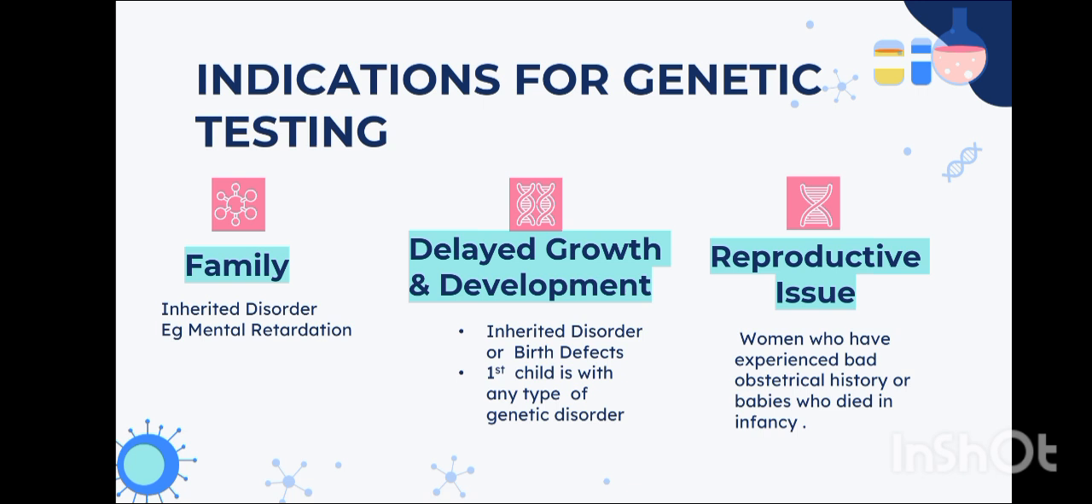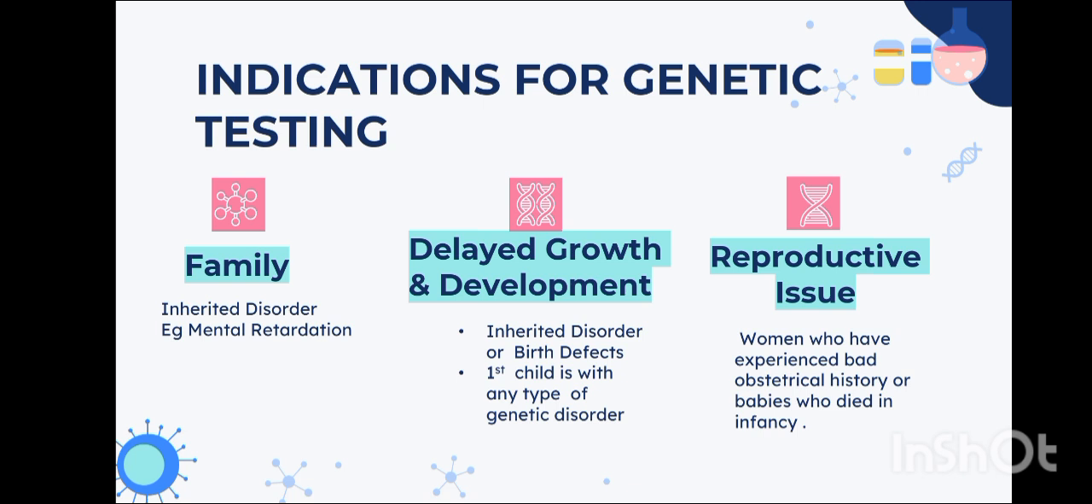If there is any genetic disorder, inherited disorder or birth defect, we can identify why the newborn has not developed properly, the reason behind the delayed growth and development. If in any family the first child has any type of genetic disorder, the parents are insecure about their second child, so they go for genetic testing to identify any alteration or any type of disorder in their genetic conditions.